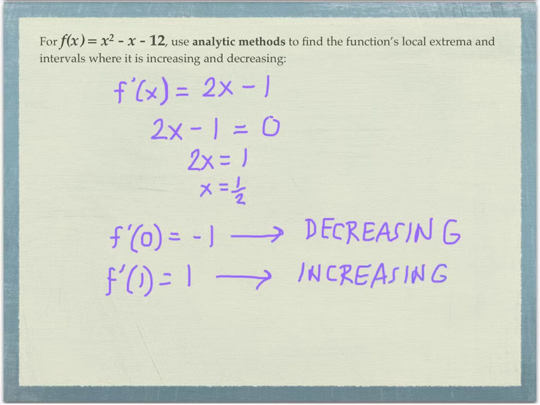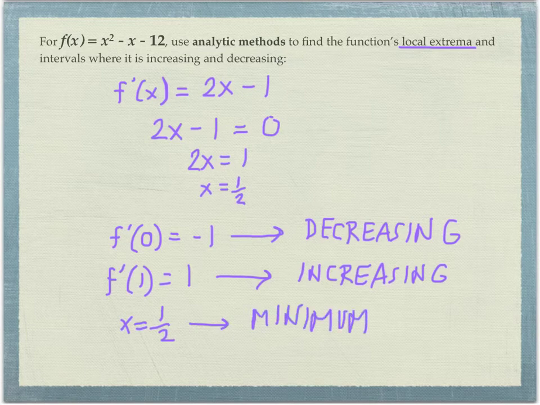So the local extrema that I'm looking for here, I know for sure that's going to happen at 1/2. And so I can say then that at x equals 1/2 is going to be, well, what kind of extrema? Do you think it's going to be a maximum or a minimum? Well, if the function goes from decreasing to increasing at x equals 1/2, then that's going to be some sort of minimum. And it says local minimum.